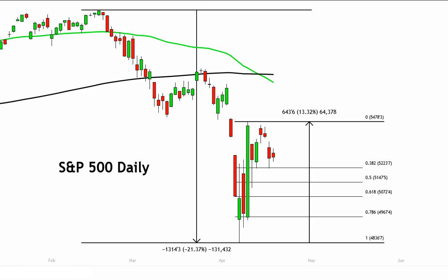Now, here's where we're at with the S&P 500. We've seen the February top. We lost the 50 period. We lost the 200 period moving average, and we've gotten this death cross. We've moved all the way down to horizontal support in the weekly time frame I covered in my last video, and we ended up dropping over 21%.